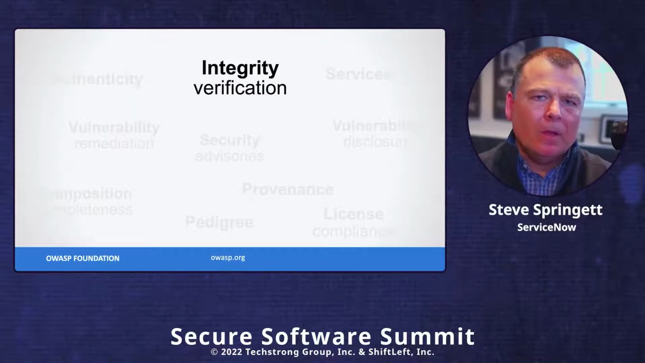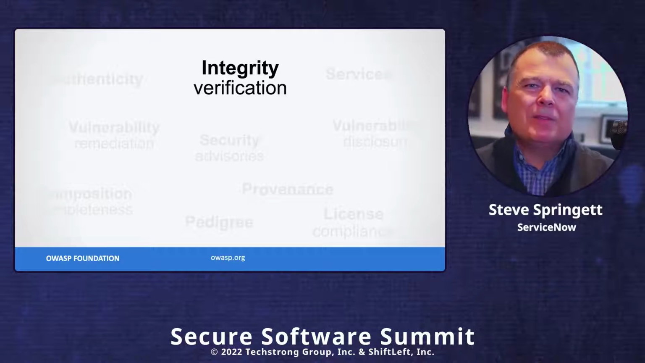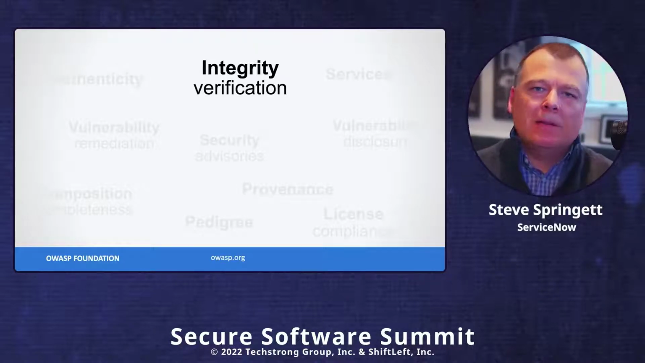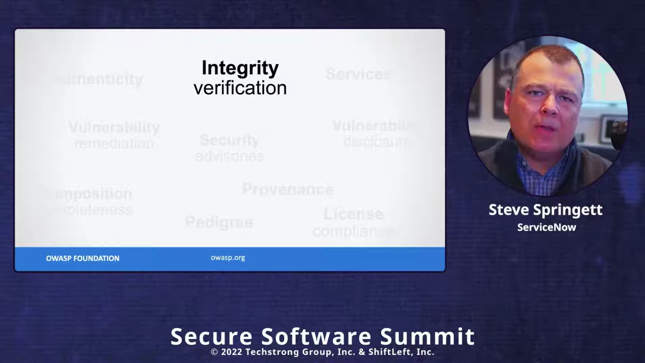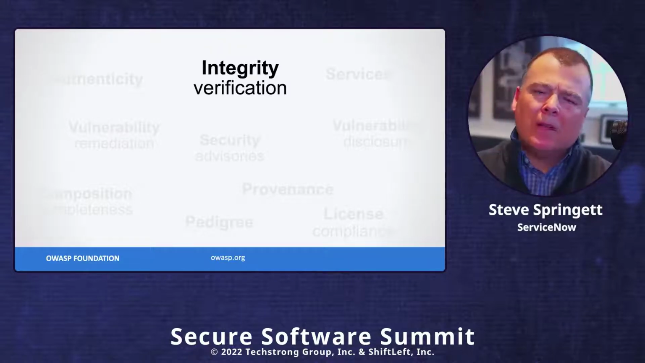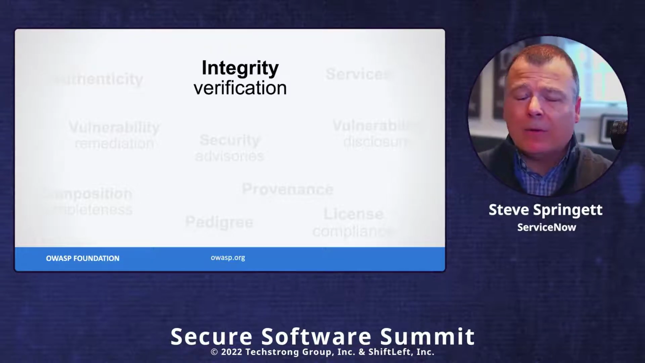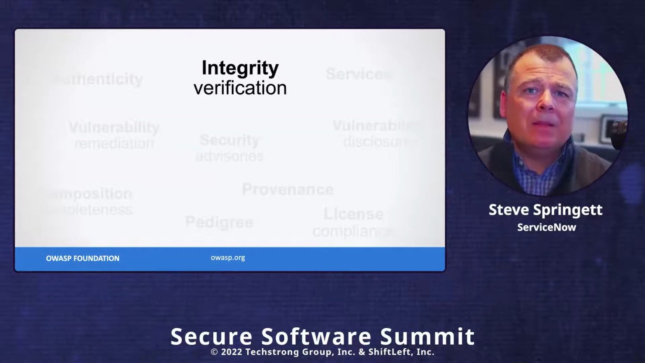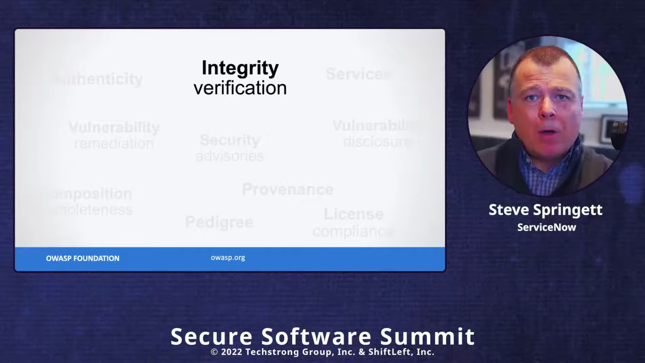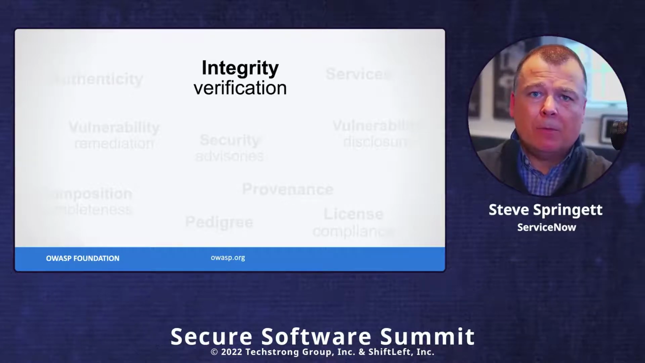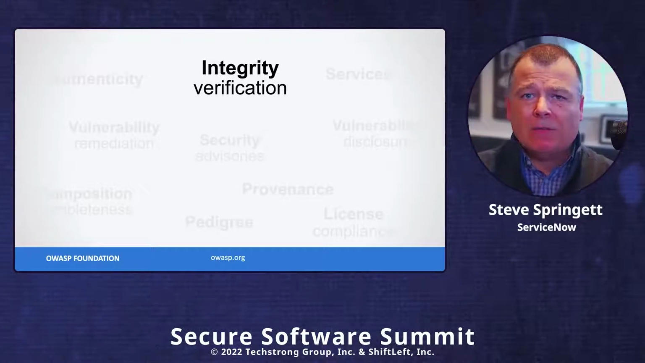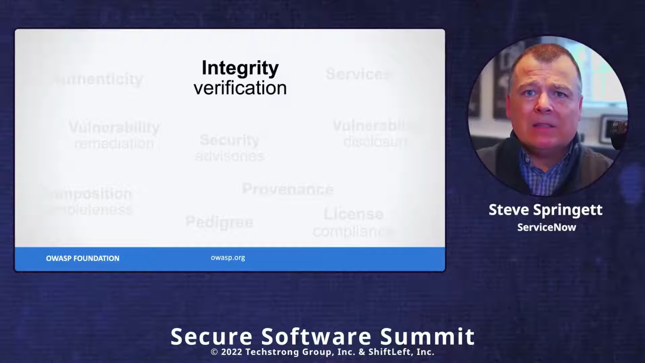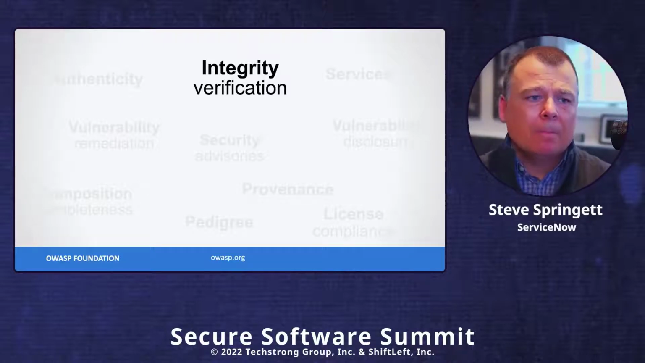Integrity verification. Well, what is integrity? That could be a lot of different things. There are a lot of security use cases for both authenticity and integrity. In this particular case, I'm referring to: has something been tampered with? Has a component within your inventory been tampered with? Has the SBOM itself been tampered with? Is it the same as what I expect?